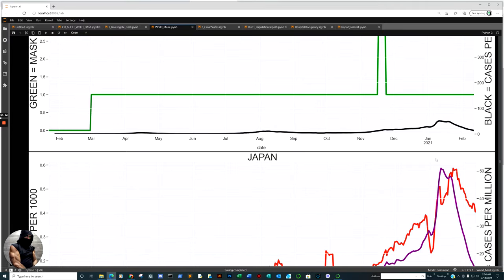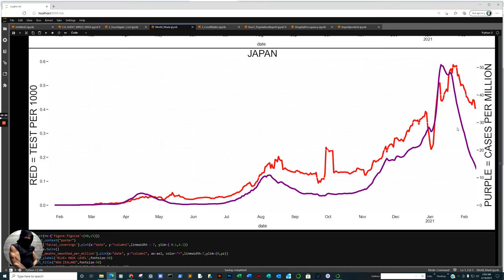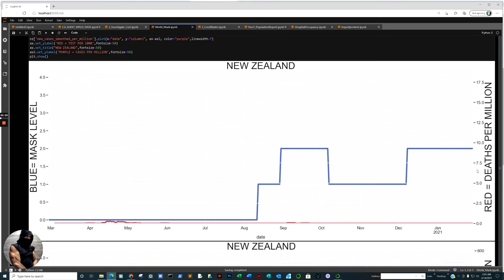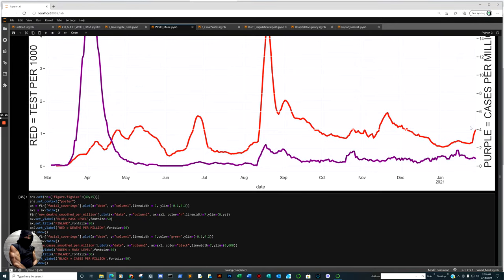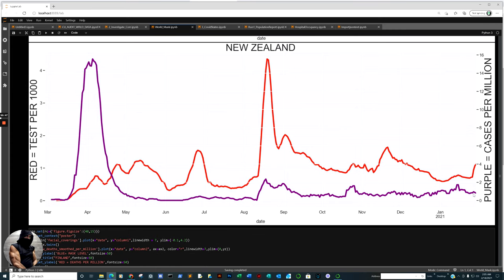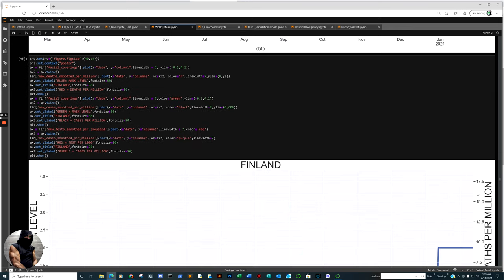You see there, Japan, look at that. This red is tests per 1,000, but look how fast the cases per million have dropped. Look at that. Like to 11 cases per million. New Zealand, a little different than the data. They're now at a little bit below one case per million.